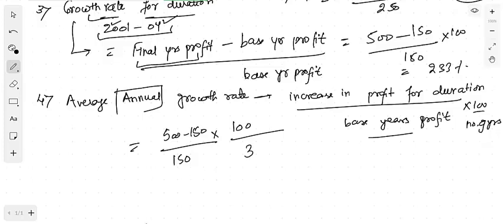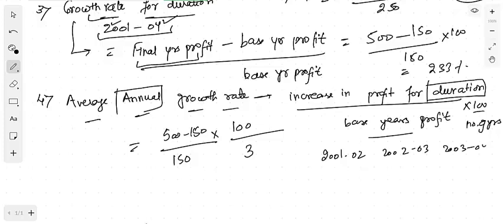Why 3? Because it is the average annual growth rate, and it is written like increase in profit for duration. Duration is written here. So why is it 3? It is 3 because 2001 to 02, 2002 to 03, and 2003 to 04. So basically we have 3.